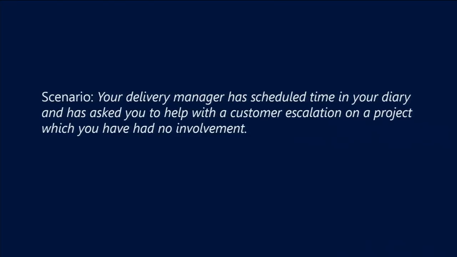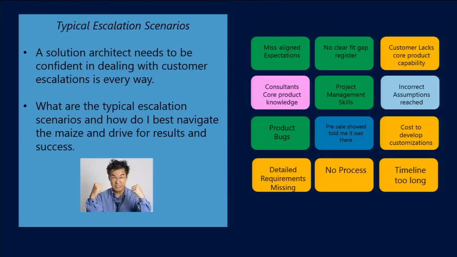So what the scenario is, your delivery manager's approached you. It's scheduled some time in your diary, and they've asked you to help out with a customer that you've just had no involvement with. You don't understand any of the background, but you're going to get on a call and you're going to find out what this customer escalation is all about. Typically, what are the things that we hear when we're on that customer escalation call? Misaligned expectations. We thought the solution was going to do something, but in fact it didn't. Or it only went so far and didn't fulfill the needs that we were actually looking for.